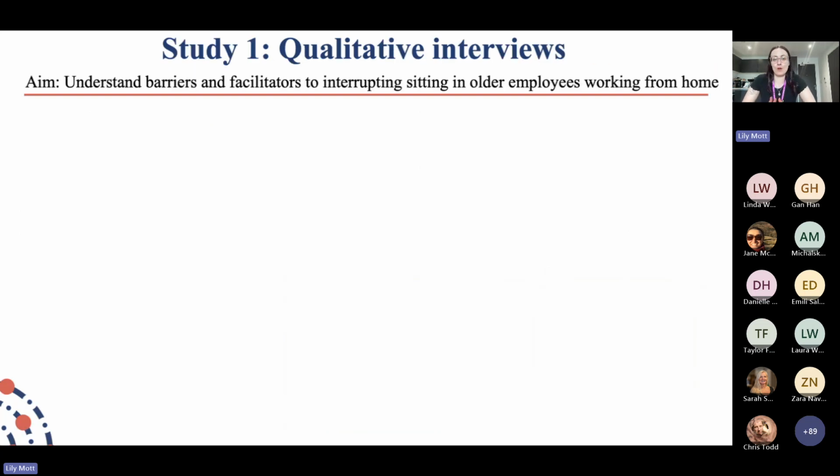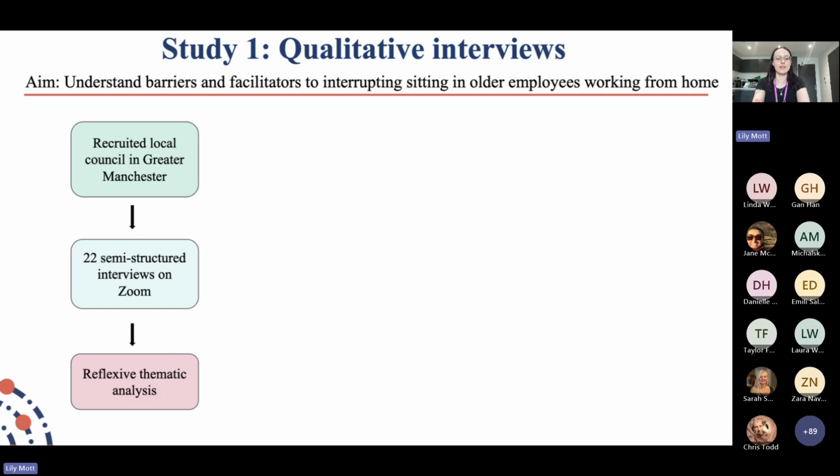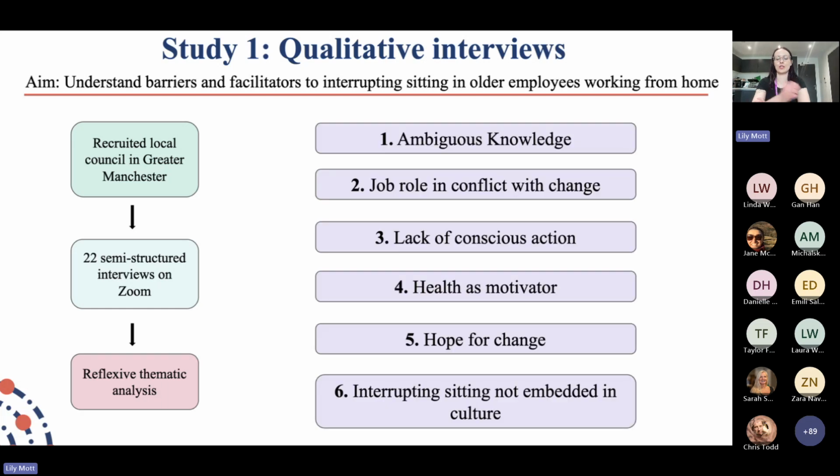So, the aim of my qualitative interview study was to understand the barriers and facilitators to interrupting sitting in older employees who work from home. To do this, I recruited from a local council in Greater Manchester. I conducted 22 interviews on Zoom, and I used reflexive thematic analysis to develop six core themes, and I'm just going to go through each of these themes now.